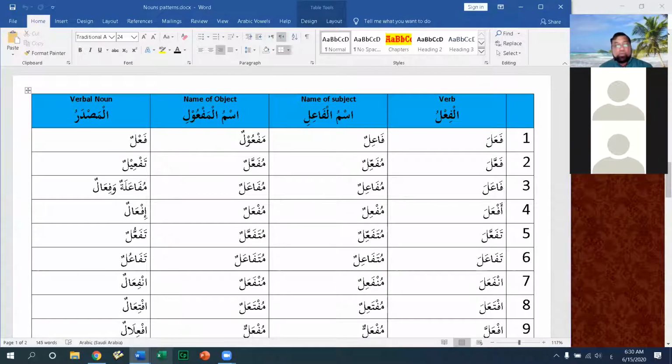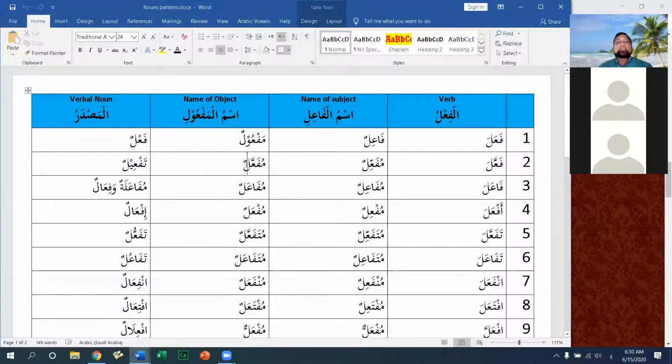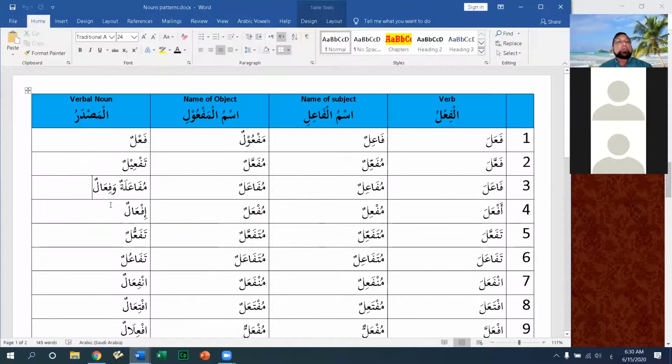I'm going to show you, but we wouldn't study it now because I want to show you the rest of the patterns. The second pattern of the verb all the way to the tenth has only one pattern, and the third has two patterns for the masdar. But this one here has many patterns. Fa'ala has many patterns for the masdar, and you have to learn each one separately.